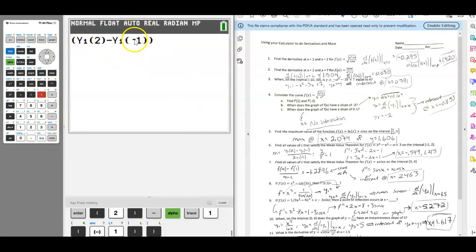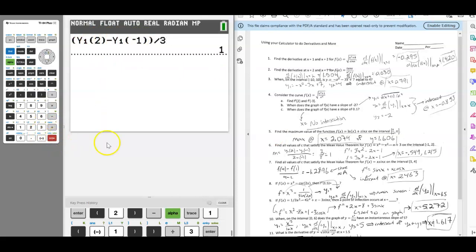Notice this right here is the same as this right here. And then I'm going to divide it by 2 minus the -1. I can do that in my head. I know it's 3. That's the distance between these two. And I'm going to hit enter. Boom, I get 1. That's where this is right here.